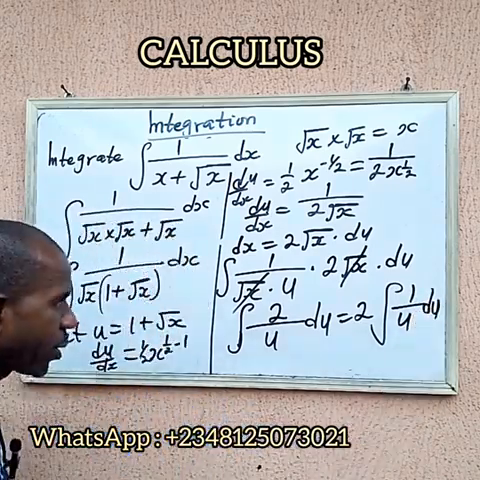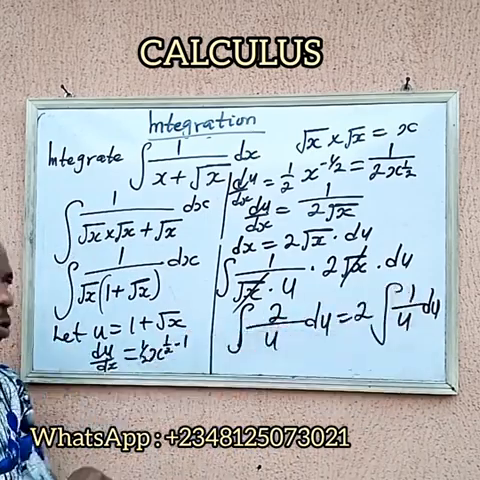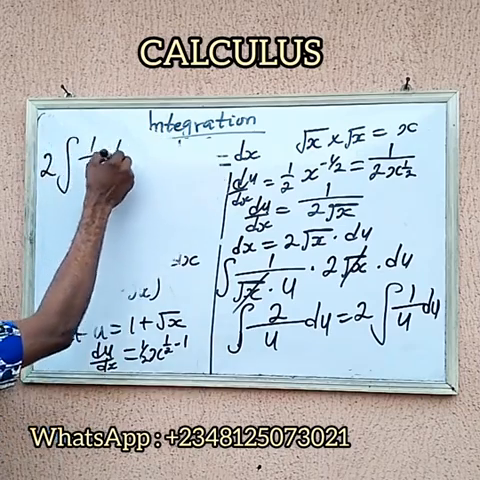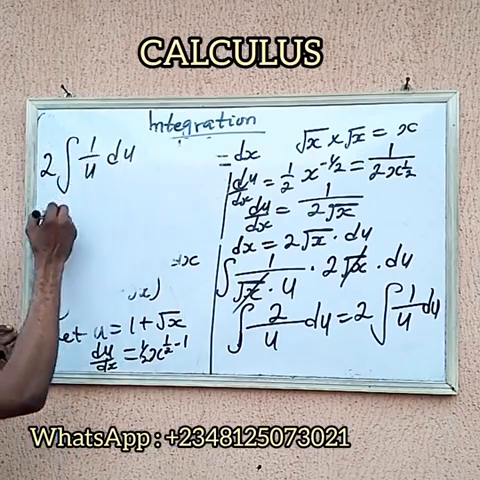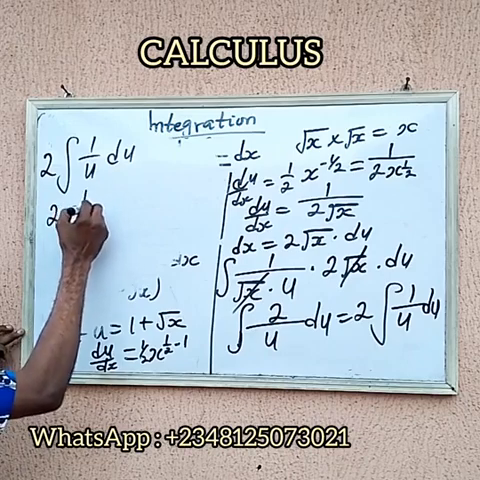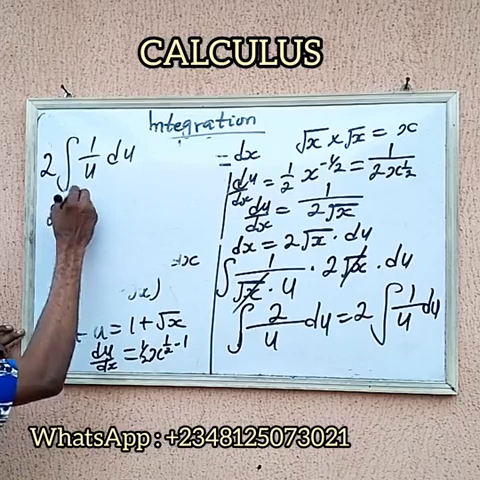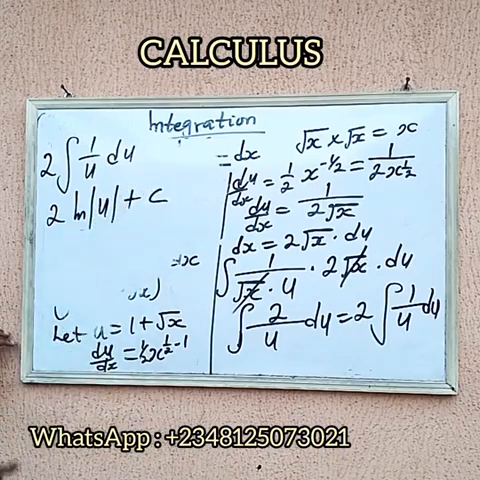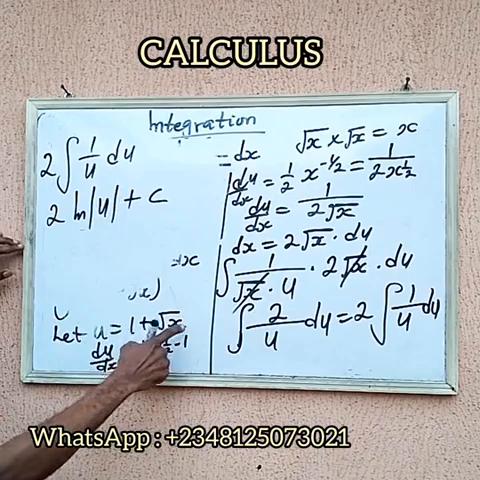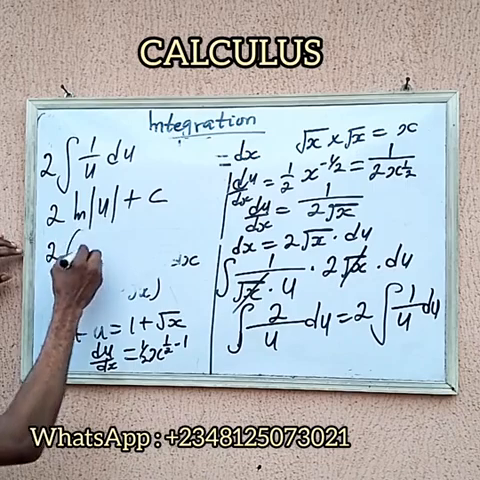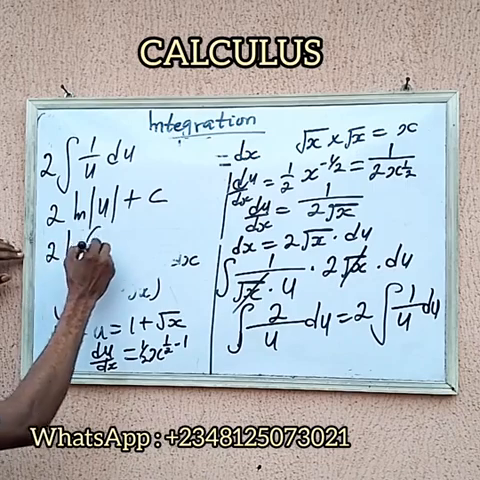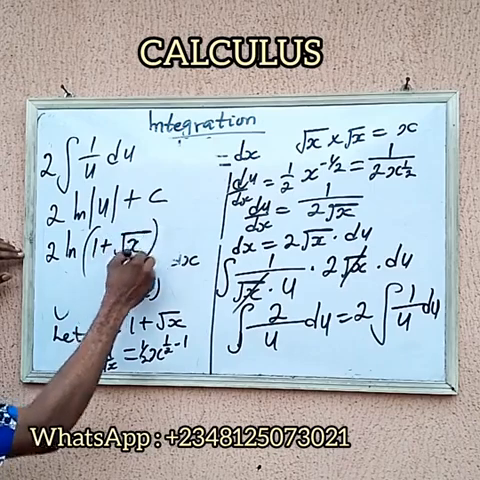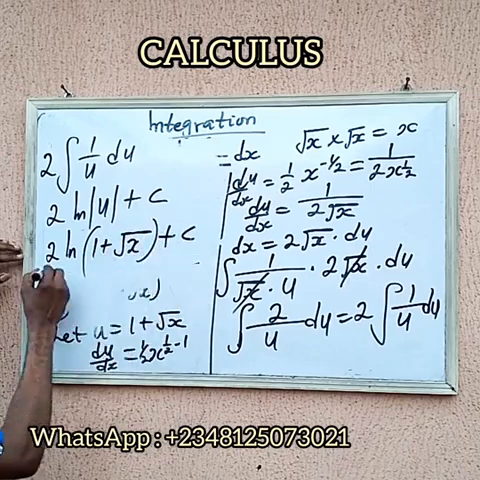Let's go. And remember the standard integral for 1 all over u gives us the ln. So we're having 2, the integral of 1 all over u du, and we have a standard integral for that. It becomes 2 multiplying the ln of u, then plus a constant. And of course, remember that our u is equal to 1 plus root x. So that we now have 2 ln of 1 plus the root of x, then plus C. So this is our answer.